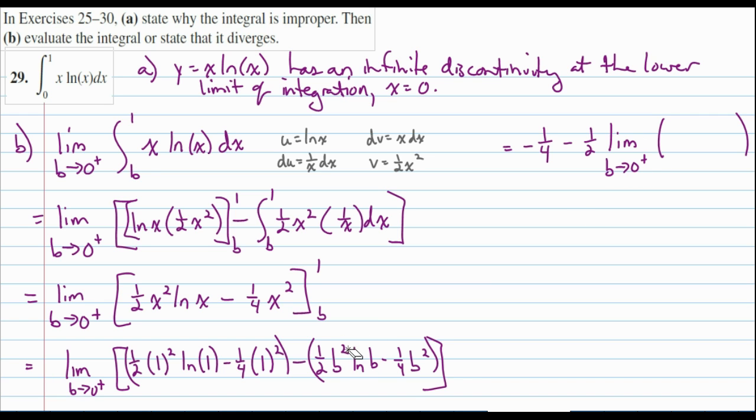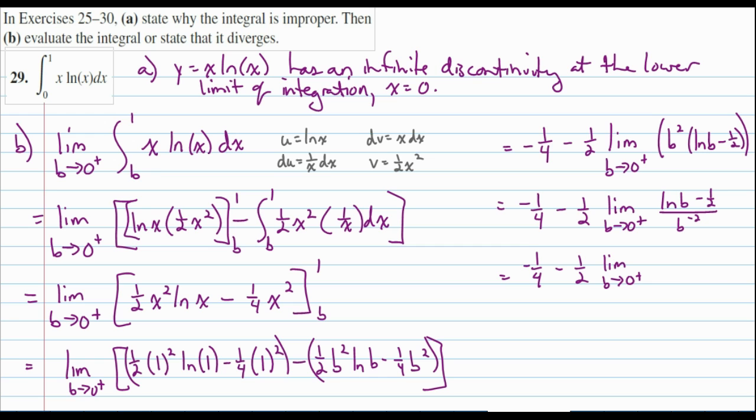now inside I'd have b squared natural log of b minus 1/2 b squared. So I instead factored out inside the limit a b squared. So I have b squared times the natural log of b minus just the 1/2 left over. If I distributed that in, it'd be the same as the expression with the 1/2. Next, I'm thinking I have a situation where L'Hopital's rule might come into play. So I put b squared down in the denominator as b to the negative 2. And I took the derivative of both the numerator and denominator of that limit.